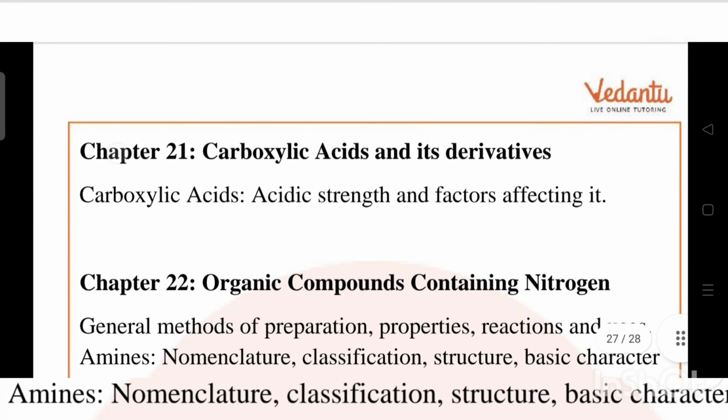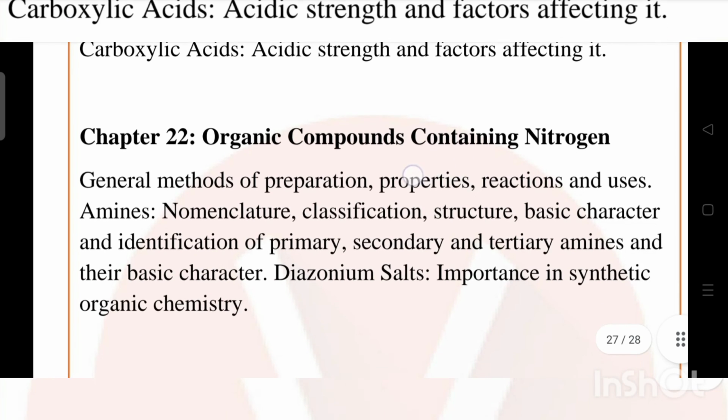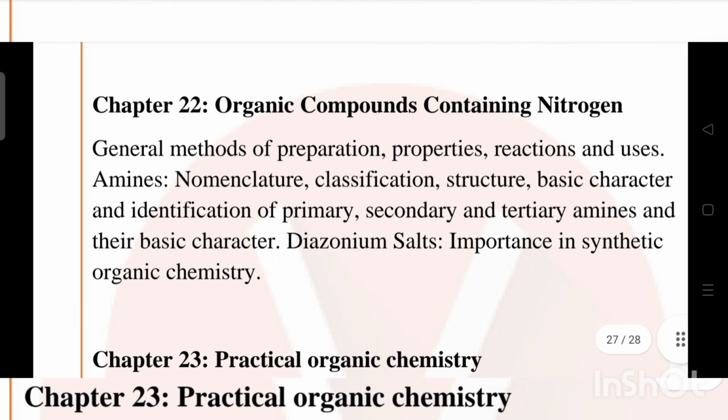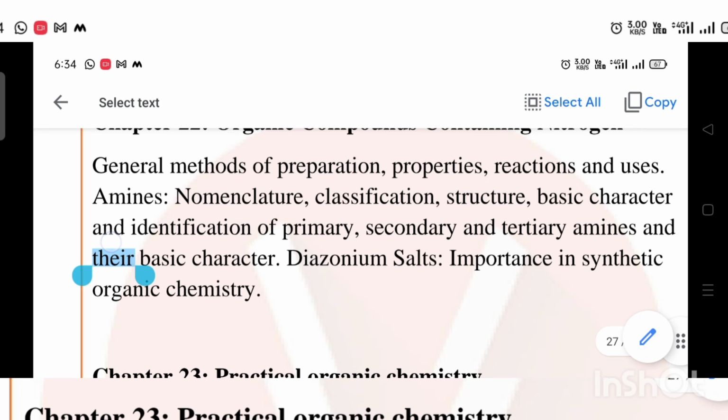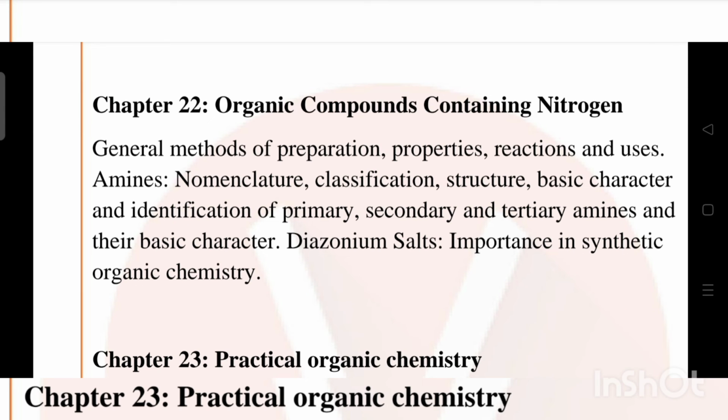In chapter 21, carboxylic acids and their derivatives: acidic strength and factors affecting it. Chapter 22, organic compounds containing nitrogen: general methods of preparation, properties, reactions and uses. Amines: nomenclature, classification, structure, basic character and identification of primary, secondary and tertiary amines and their basic character. Diazonium salts, importance in synthesis of organic chemistry.